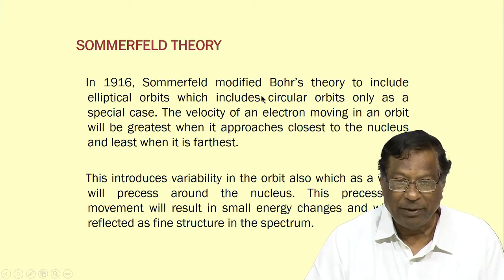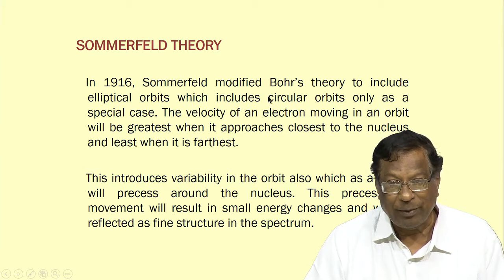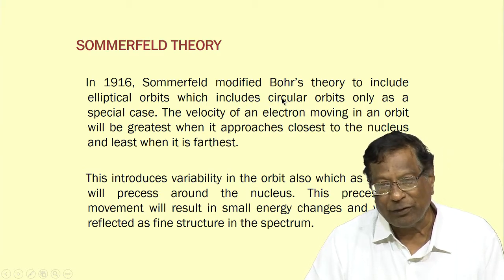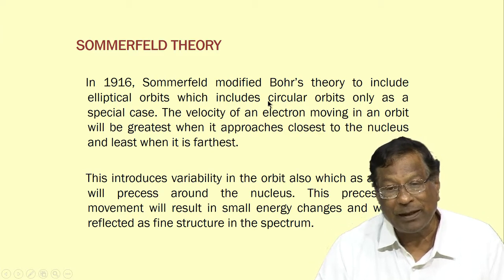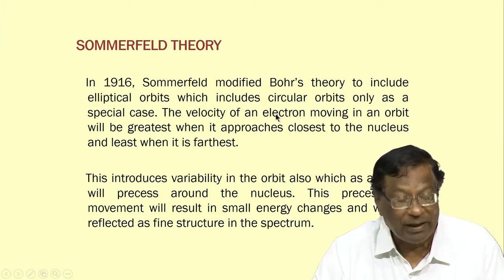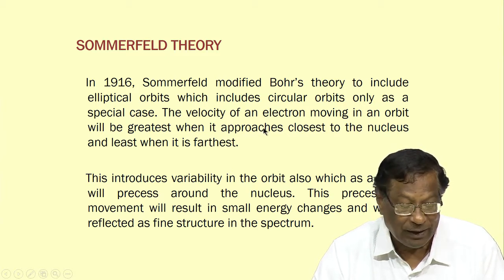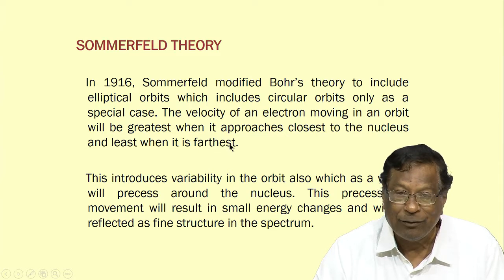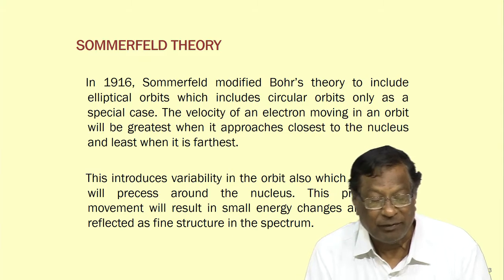You can look up your basic mathematics to find out the nature of elliptical and circular orbits. Suffice it to say that the circular orbit is only a special case, and that happens only in the case of hydrogen. The velocity of the electron moving in an orbit will be greatest as it approaches closest to the nucleus and least when it is farthest. This is another concept of the Sommerfeld theory.